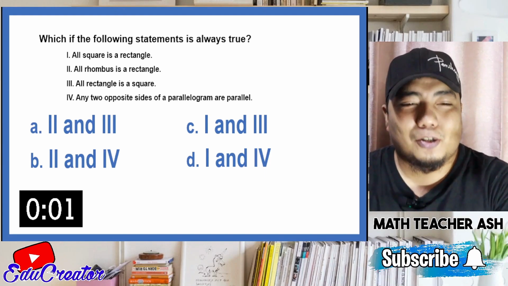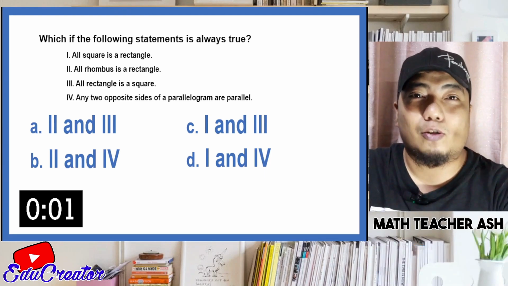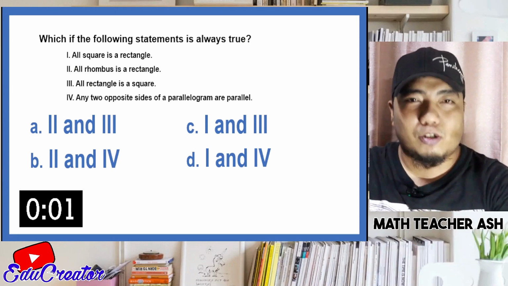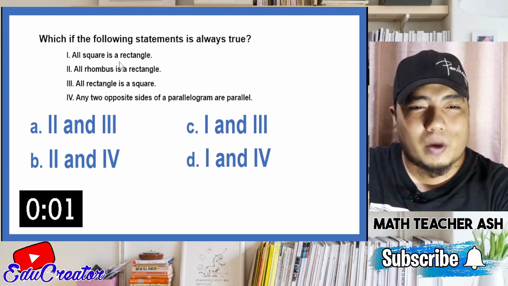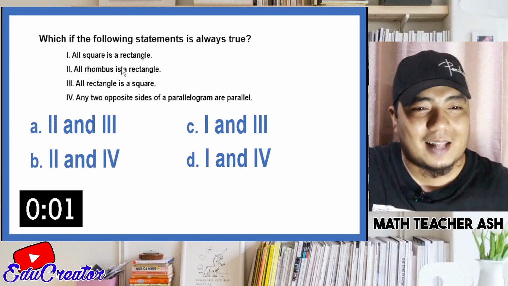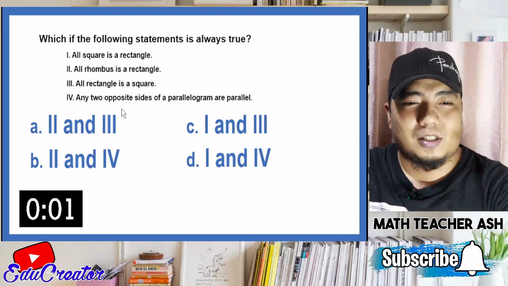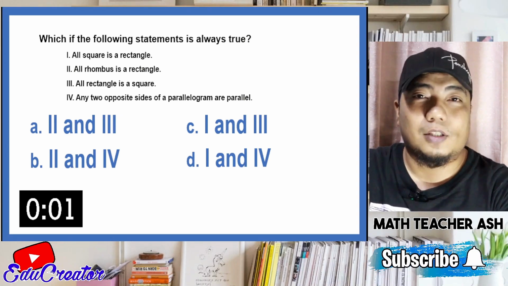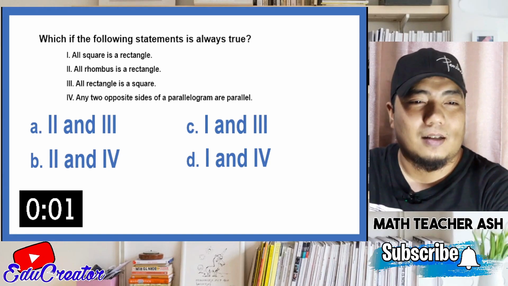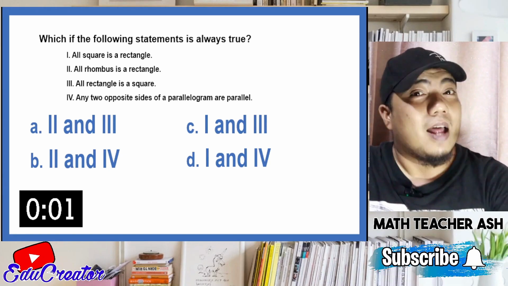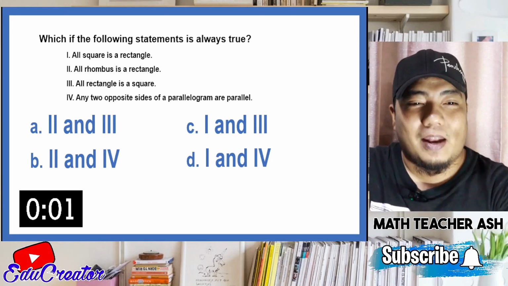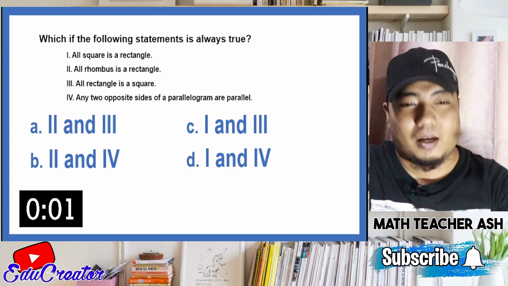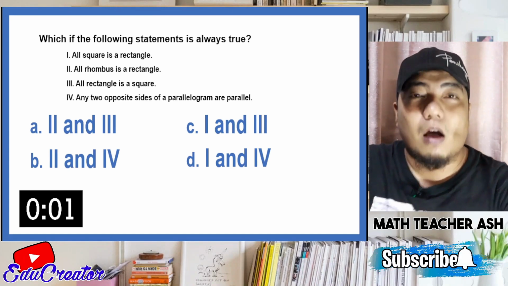Okay, math learners, in this question, we will be trying to find the true statements among the four given statements. So let's try to check. All square is a rectangle. Is that correct? Yes, that is correct. All rhombus is a rectangle. No, that is not, because rhombus is not under a rectangle. 3. All rectangle is a square. Not always. And number 4, any two opposite sides of a parallelogram are parallel. Yes, that is correct, because opposite sides of a parallelogram are parallel.